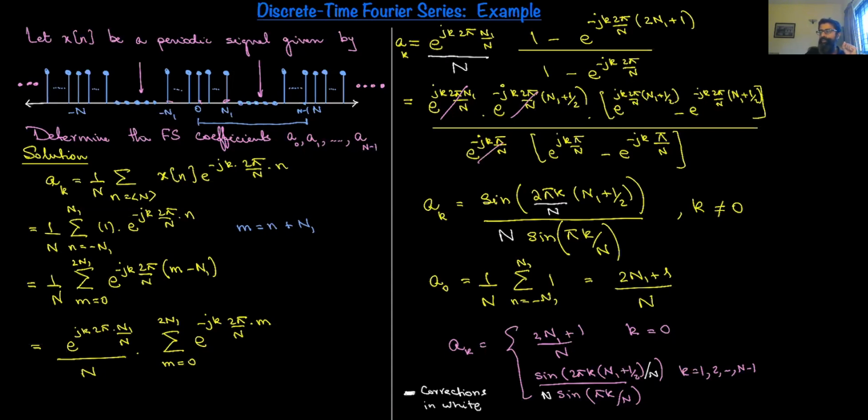Here, will there be any convergence issues or not? In other words, can I say there is a periodic signal in discrete time whose Fourier series representation does not exist? Like, what do you think? Any thoughts? They don't have to be correct. Would there be convergence issues in discrete time?